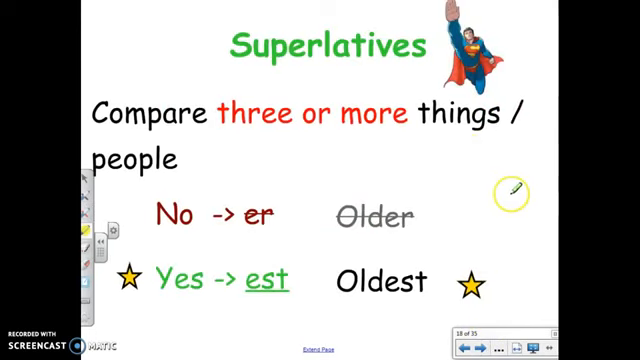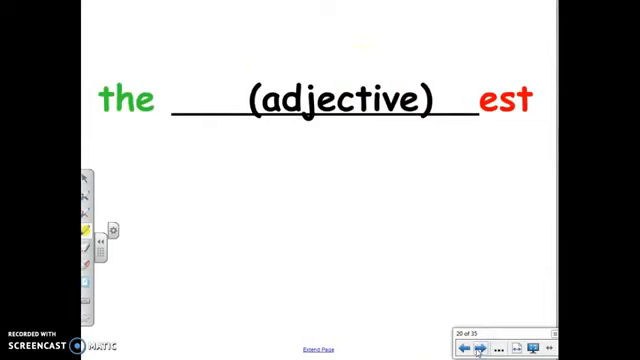Okay. The next type, superlative. When you think about superlative, always think about Superman. Superman is the best, is always the first one. So when we compare three or more things or people, we will use superlative. Instead of ER, we will use EST. So, oldest, right here. One tip for the superlative: always have the in front of the adjective and est after the adjective.